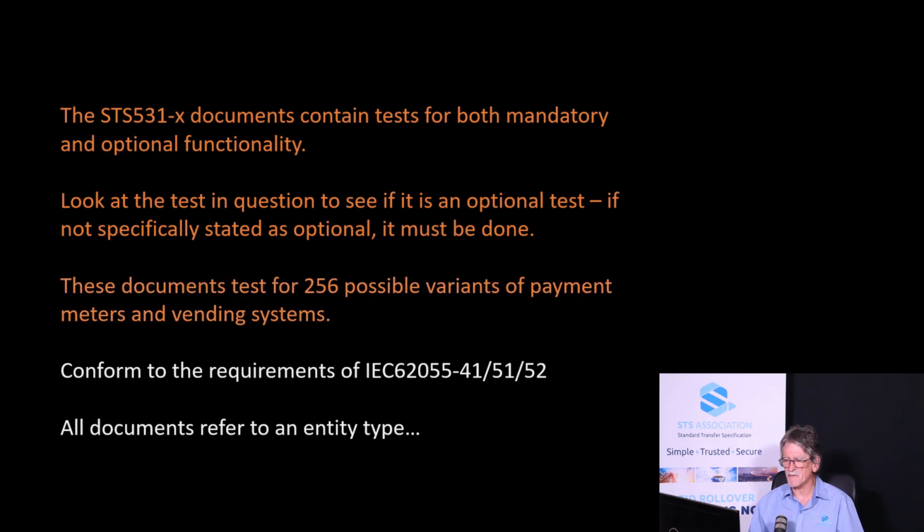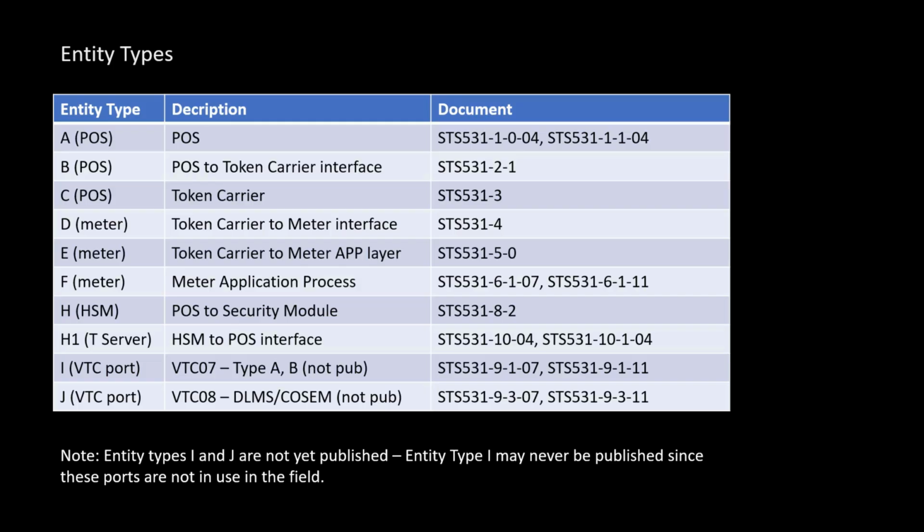These documents test for 256 possible variants of payment meters and vending systems. There's a lot of combinations, so please fill in all the documents correctly so we know which variant of system we are testing for. The documents will test for conformance to the requirements of IEC 62055-41, 51, and 52. All the documents refer to an entity type. And this table shows you all the entity types.